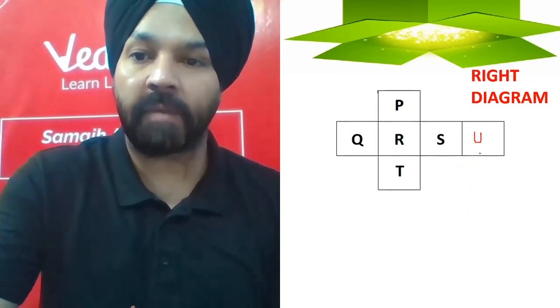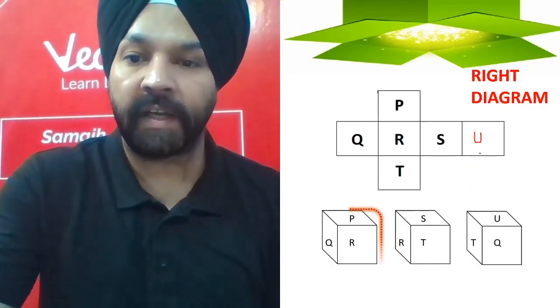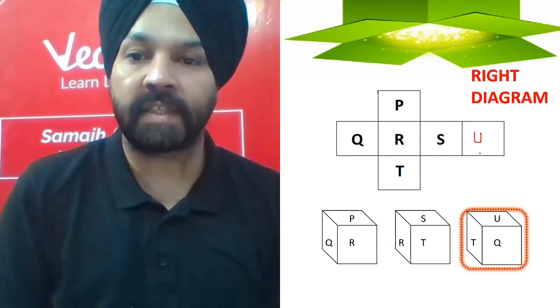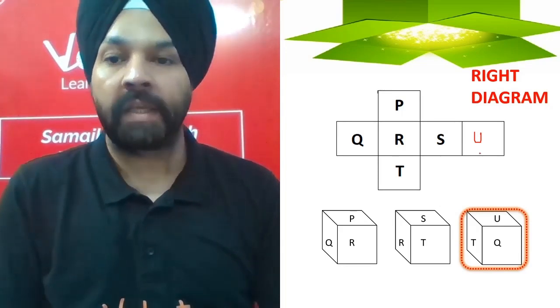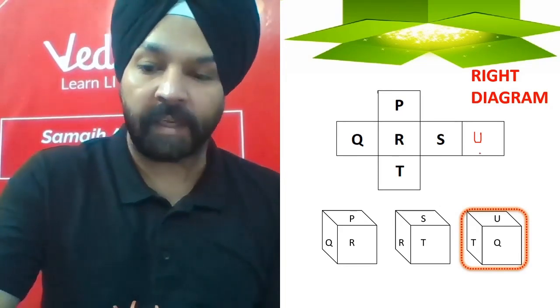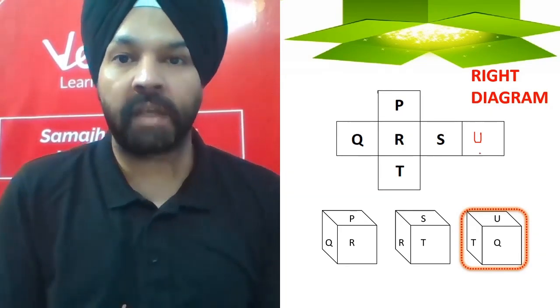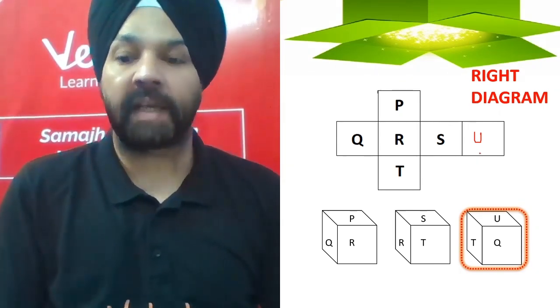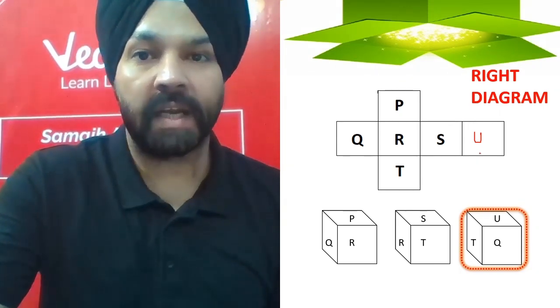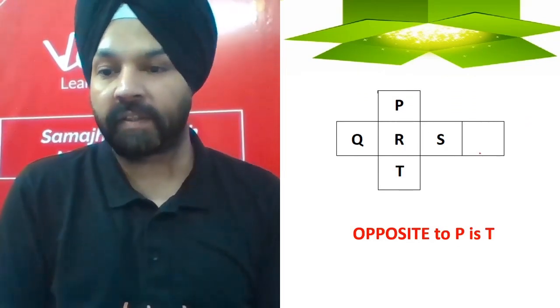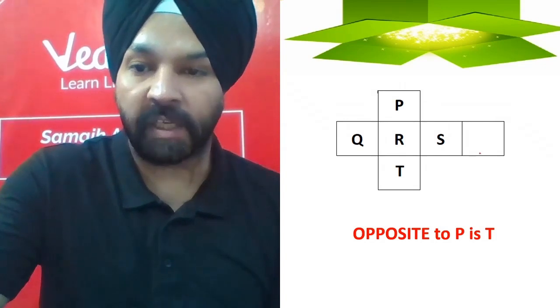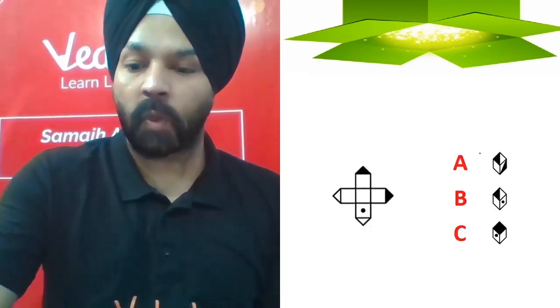So which is the right diagram? I have already shown that to you, right? And focusing on all three cases, it is very much clear which alphabet is opposite to P? Well, T is opposite to P. I hope it must be clear to all. If it is clear, it will be fun; if you understand, it will be a lot of fun, and that is what we believe in. Let's explore another question.